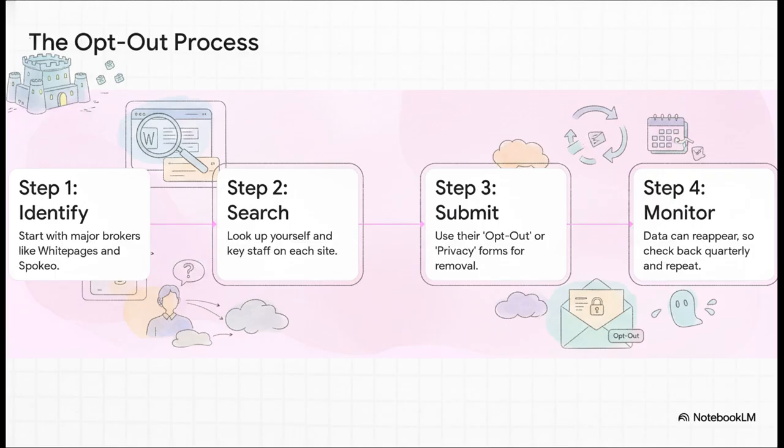Step 1, figure out who the big players are. Step 2, go to their sites and search for yourself and your key staff. You might be shocked at what you find. Step 3, use their own opt-out forms to request they remove your info. And finally, and this is key, you have to monitor it. This isn't a one-and-done fix. You've got to stay vigilant because the data can creep back in.